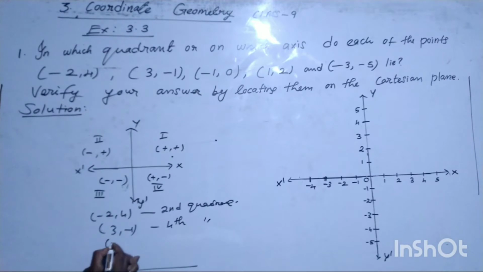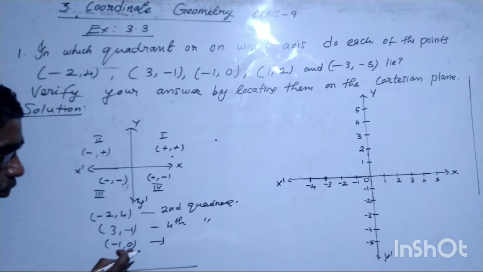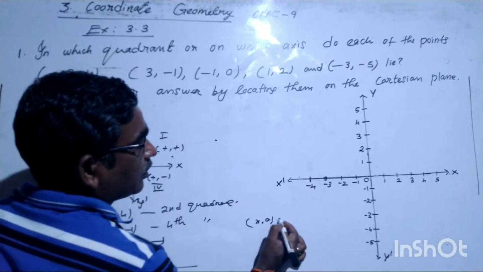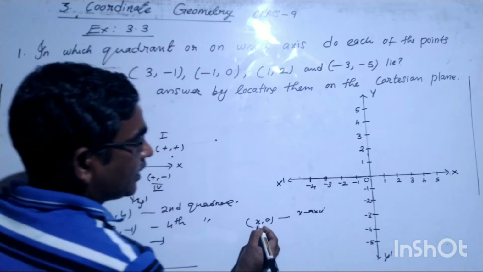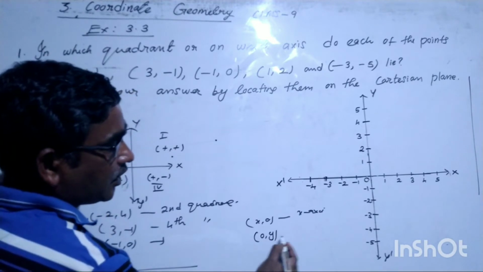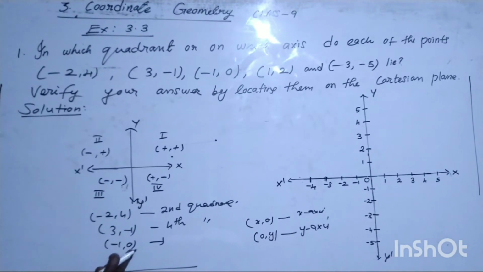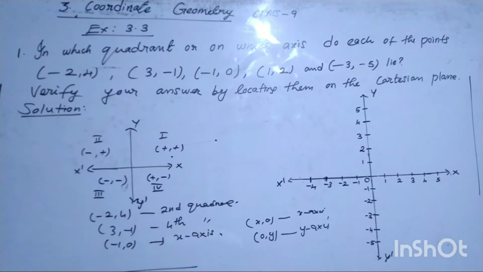Minus 1 comma 0. When the 0 comes, if the y coordinate is 0, the point lies on the x axis. That means x comma 0, the point lies on the x axis. The x value is something, y becomes 0. Suppose it comes as 0 comma y. If x is 0, the point lies on the y axis. So minus 1 comma 0, as the y coordinate becomes 0, the point lies on the x axis. It will not lie in any quadrant, it will be on the x axis.